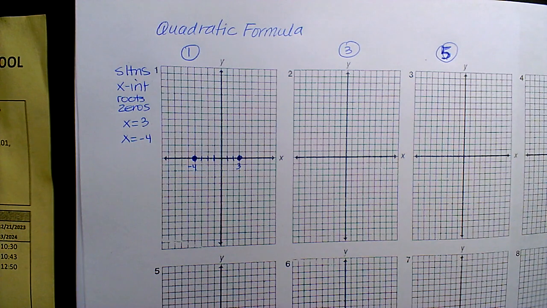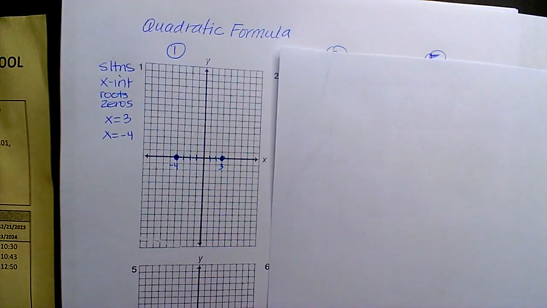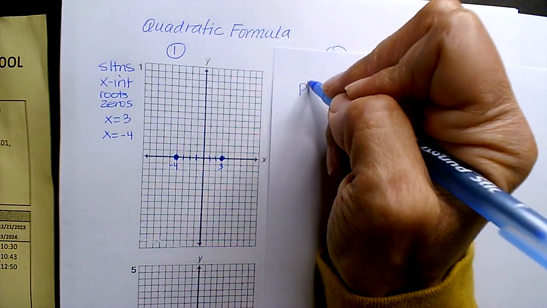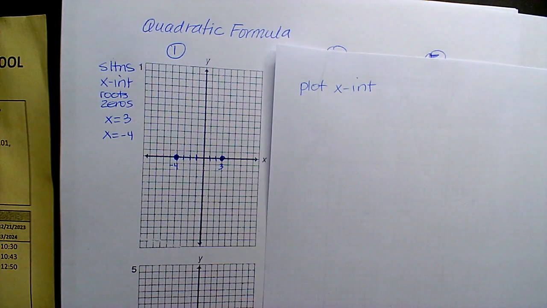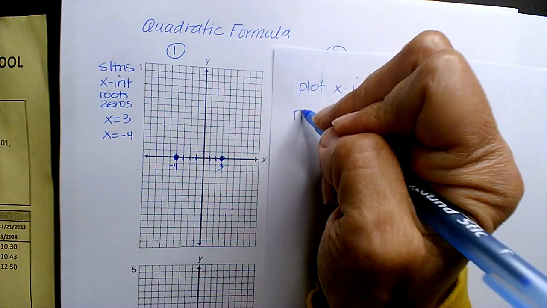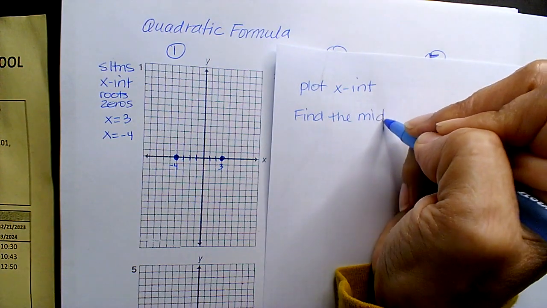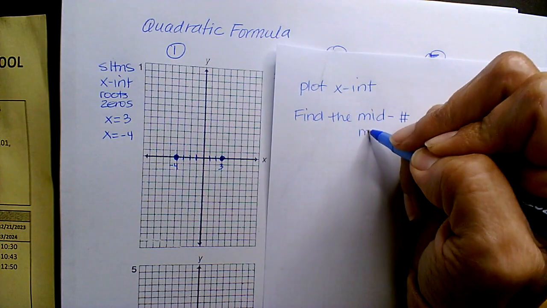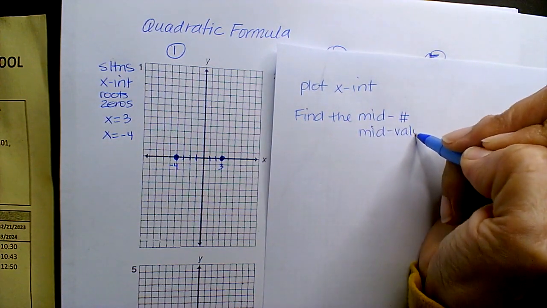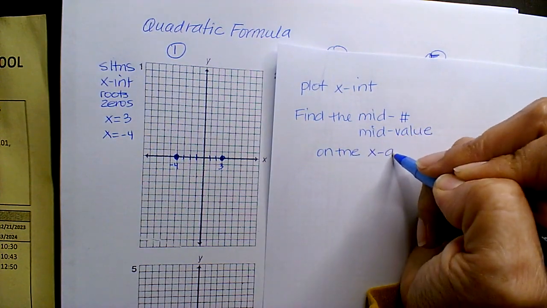Okay, so the way you graph the parabola, I need paper, is you plot your x-intercepts on the xy axes. All right, you're then going to find the midpoint, or the mid value on the x-axis. Okay, so what do I mean by that?